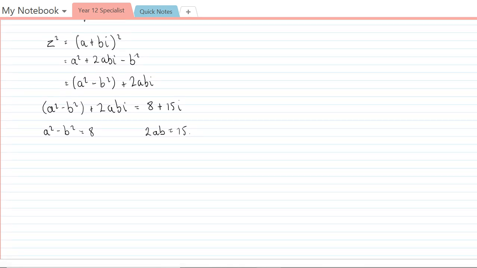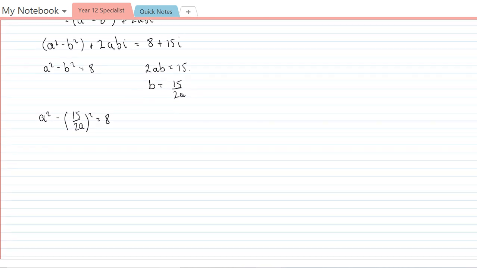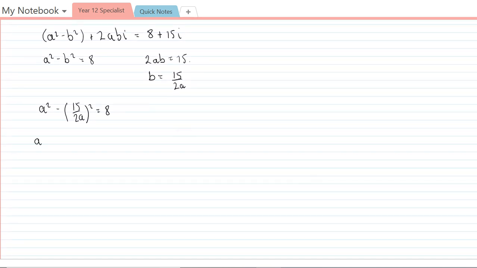So all I'm going to do now is just solve these simultaneously. I'm thinking I might rearrange the second equation here to get b equals 15 over 2a, and then I can substitute that into the first equation. So a squared minus (15 on 2a) squared equals 8. Well, that means a squared minus 225 on 4a squared equals 8.